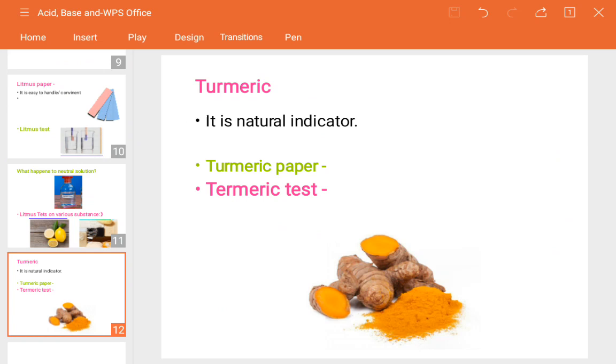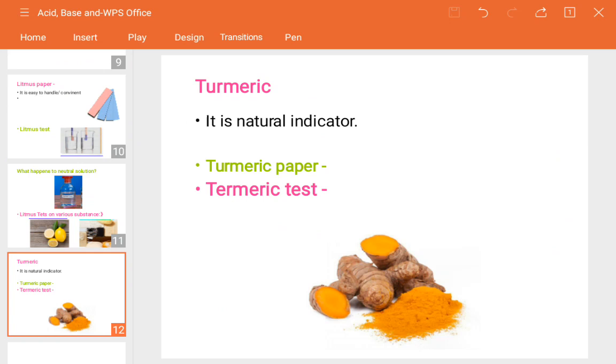So for turmeric paper, what you have to do is prepare a turmeric paper. How will you prepare it? I will tell you the experiment. Take one filter paper and deposit that filter paper into turmeric powder. From the kitchen you can get the turmeric powder. Next, put the turmeric on the filter paper and dry. After applying the turmeric on the filter paper, you have to keep it for drying.